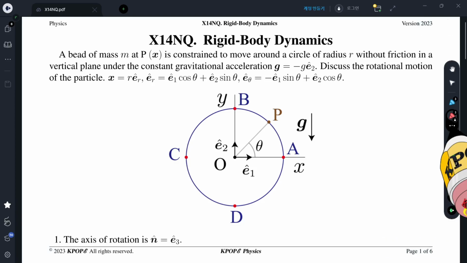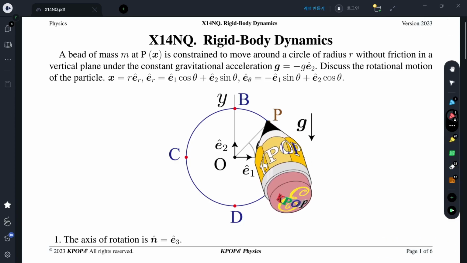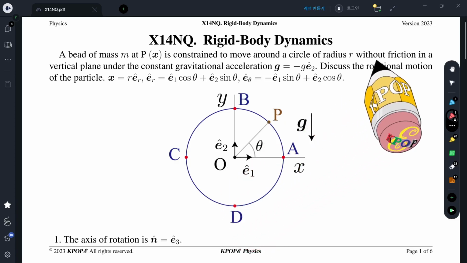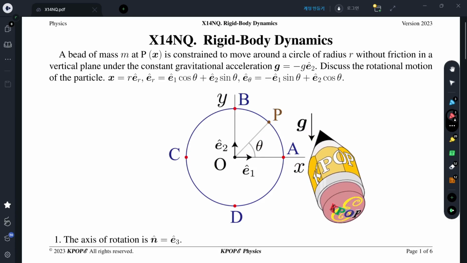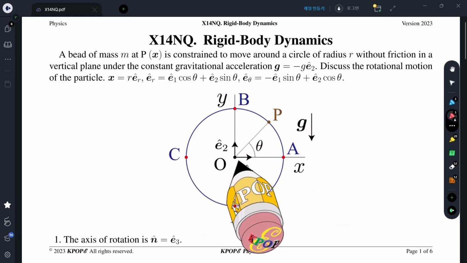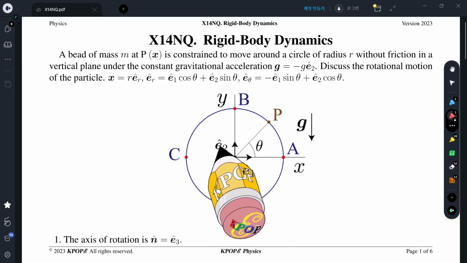A bead of mass m at point P is constrained to move around the circle of radius r without friction in a vertical plane under the constant gravitational acceleration, and unit vectors e1 hat and e2 hat are given here. Discuss the rotational motion of the particle.